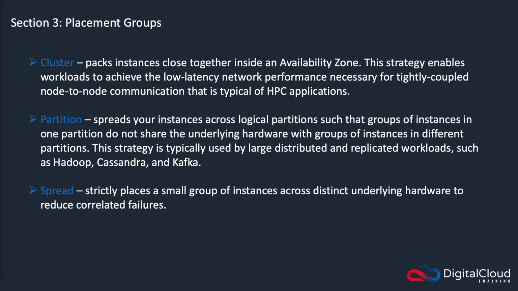We then have the partition placement group. This is where your instances are spread using logical partitions so that you know that one group of instances does not share the same underlying hardware as another group. So you can have multiple instances on one host and multiple instances on another. I'll show you some diagrams shortly so that all this makes a bit more sense. We then have a spread placement group. This means that you have your instances spread across distinct underlying hardware. Again, the diagrams will make this easier. So let's go through and have a look at some of these diagrams.